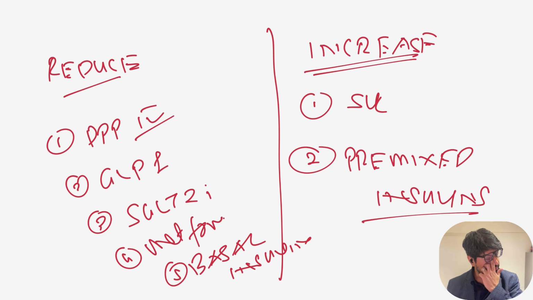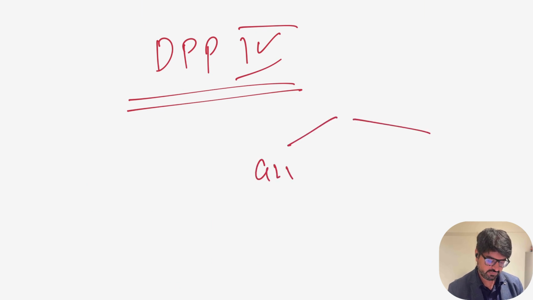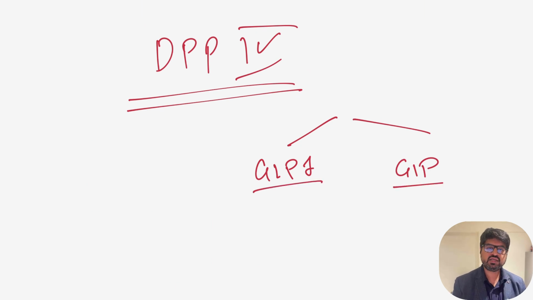Now let us discuss how a DPP4 inhibitor reduces glycemic variability. Now DPP4 inhibitor, remember, inhibits an enzyme called DPP4. What does this enzyme do? So this enzyme breaks down two important hormones, GLP-1 and GIP. Okay, so by giving a DPP4 inhibitor, we increase the levels of GLP-1 as well as GIP.